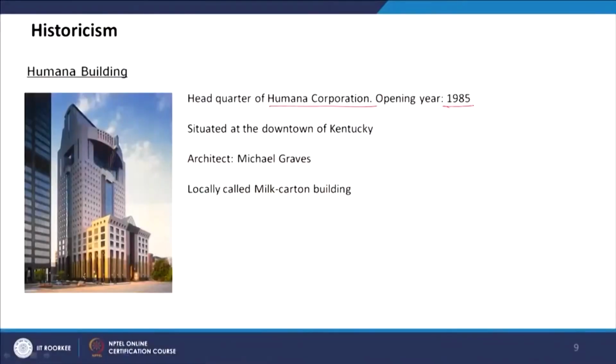Now this is the Humana Building, again designed by Michael Graves. This is the headquarters of Humana Corporation. The opening year is 1985, so in the early stage of the postmodernist movement. This is situated in downtown Kentucky, USA, and locally it is called the milk carton building. If you look at the USA's milk carton, which is something like this, and these are the milk cartons of Europe and USA, and this building has this kind of shape. So that's why locally it is called the milk carton building.